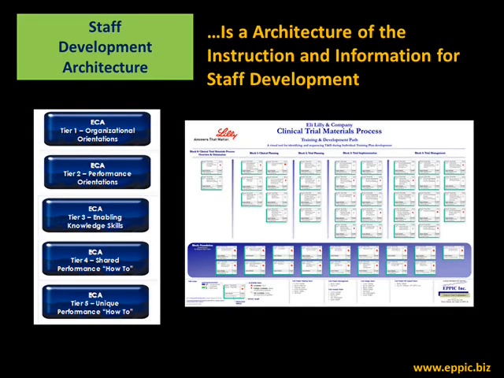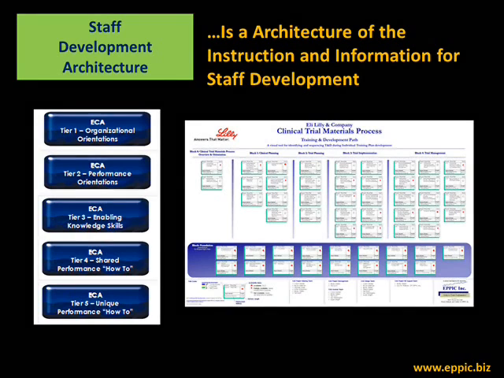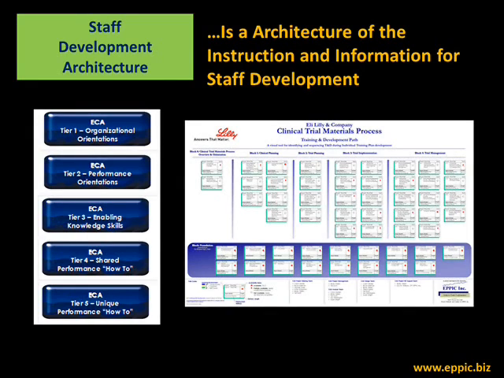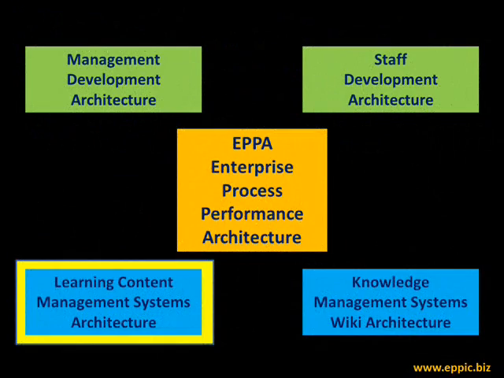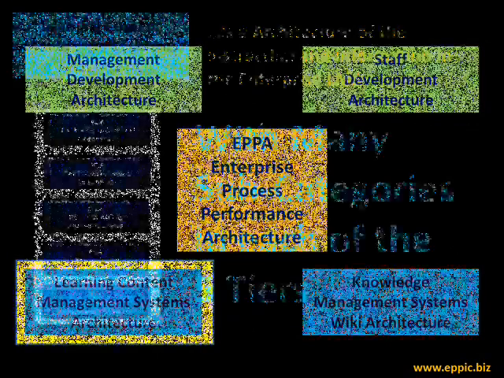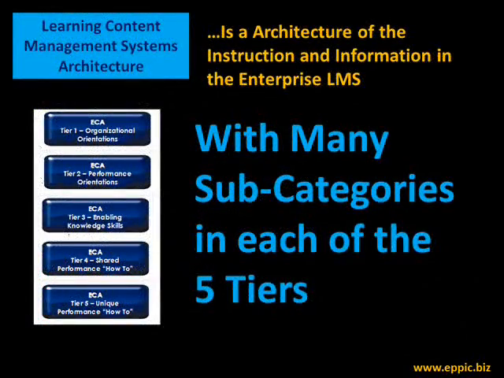But again, it pulls from the same 5-tier inventory structure of content, because sometimes we can share the same content between individual contributor populations and managerial populations, singing off the same song sheet, so to speak. Now let's look at the learning content management systems architecture. Again, this hangs off of the 5-tier inventory structure with many subcategories in each of the 5 tiers.